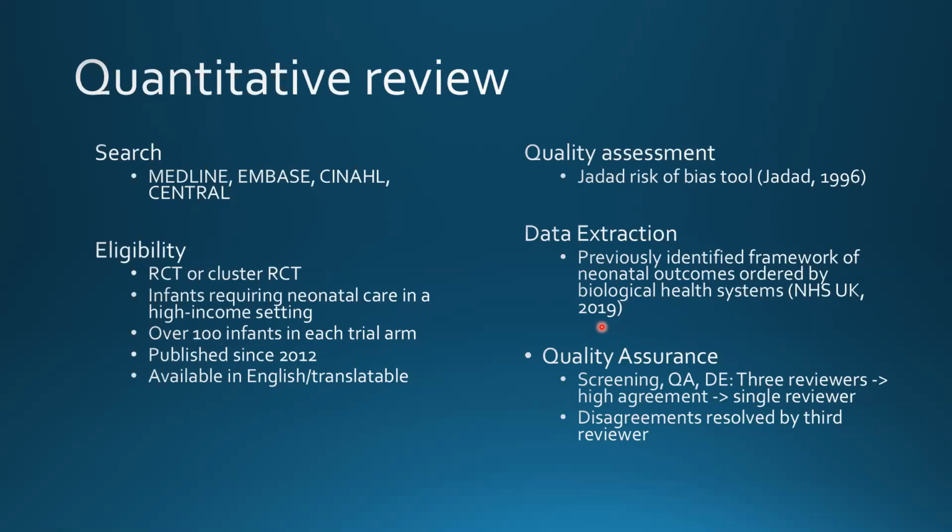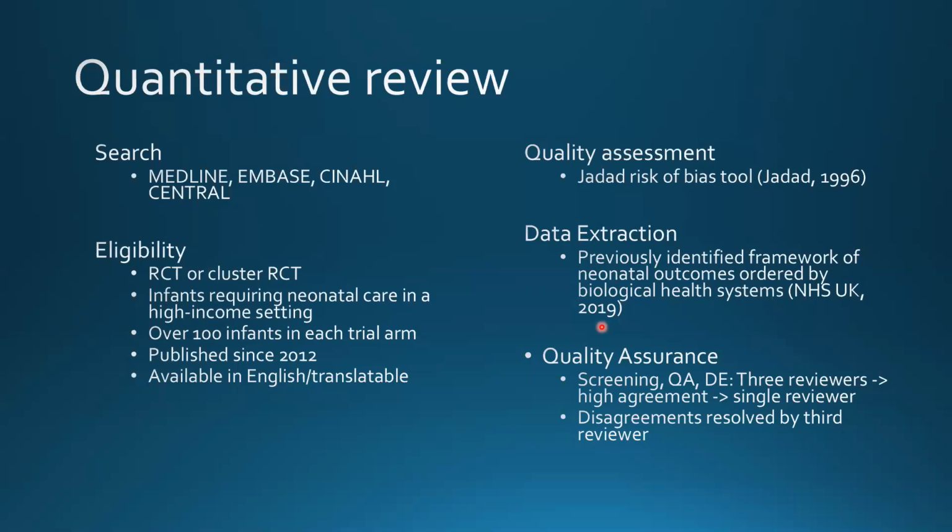We were looking for research that had been published within the past 5 years, so since 2012, and research that was available in English or was translatable. Now, when we identified our included studies, they were quality assessed using the Cochrane risk of bias tool, and data extraction was performed on those studies using a previously identified framework of neonatal outcomes that was ordered by biological health systems that was developed by the NHS. And so that was kind of a framework of biological health systems, gastrointestinal, neurological, and so on.